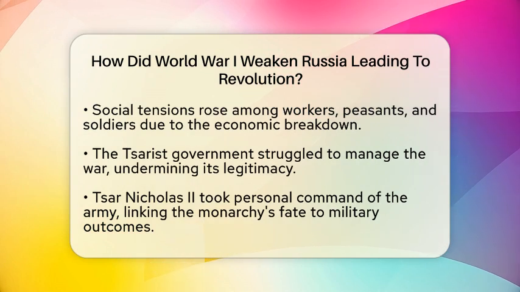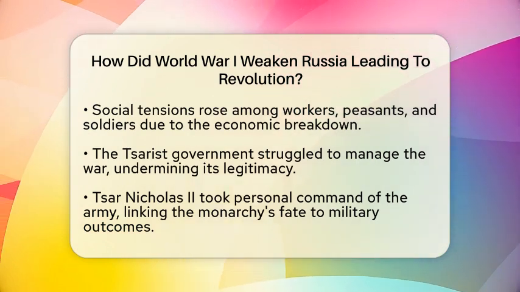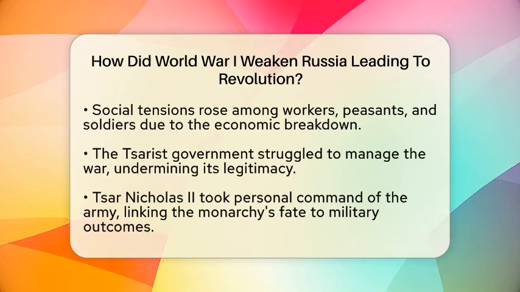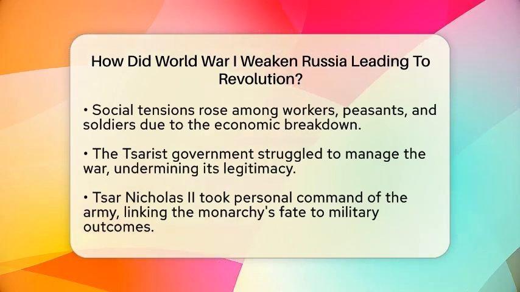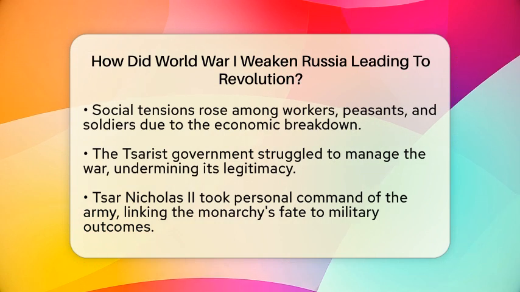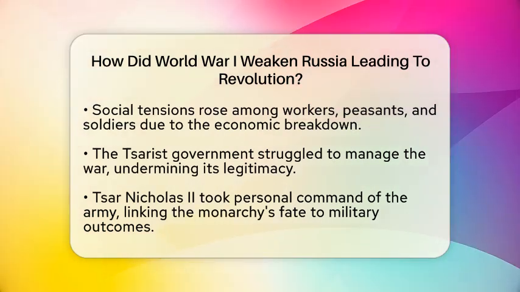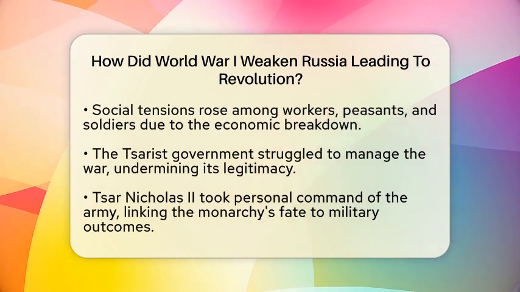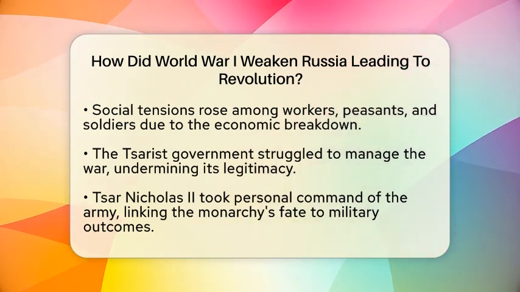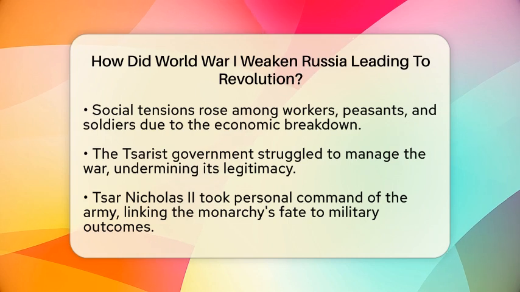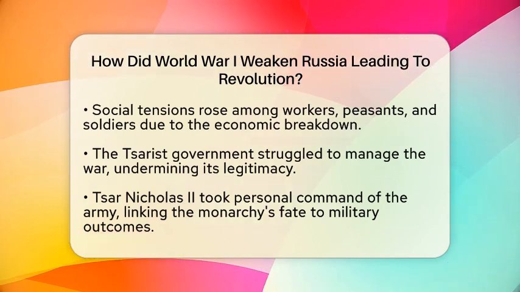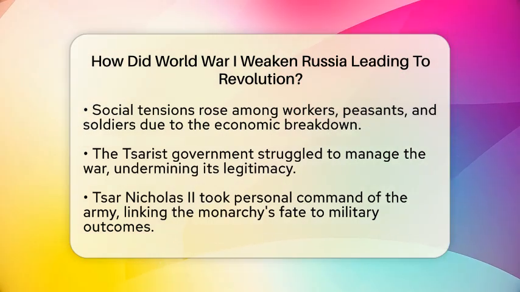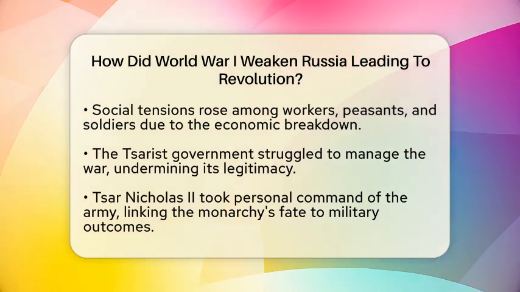Political instability also played a key role. The Tsarist government struggled to manage the war effectively, which eroded its legitimacy. Tsar Nicholas Romanov II decided to take personal command of the army, tying the monarchy's fate to military success. As defeats mounted, public dissatisfaction grew. Political reforms after the 1905 revolution had been limited, leaving the Duma, or parliament, weak and unable to address the crisis. The government's failure to implement meaningful change alienated many social groups.